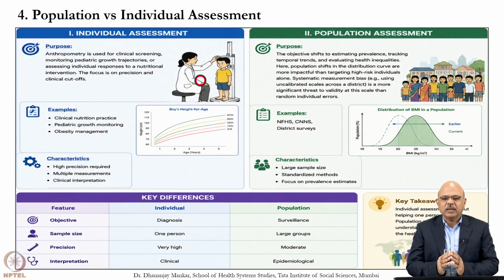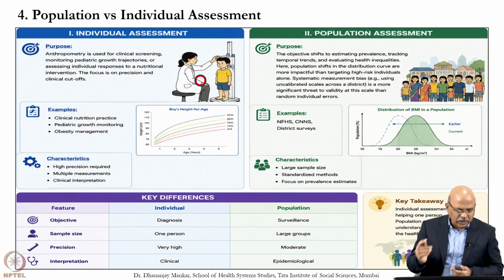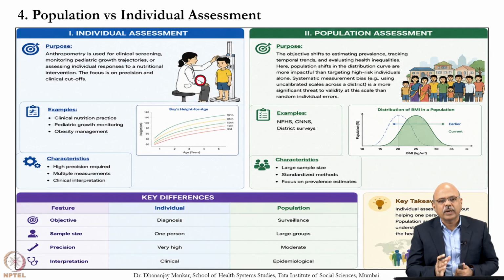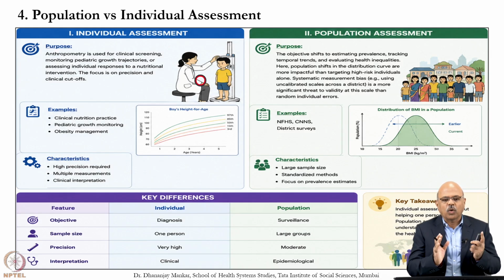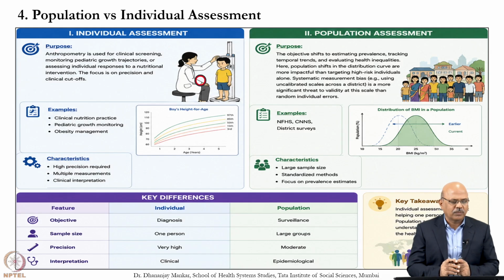They are very beneficial because they offer a large sample size, a standardized method, and a focus on prevalence estimation. Now we will understand the key differences between the two. For individual assessment the objective is diagnosis of the nutritional disorder, and the population assessment is more for surveillance rather than diagnosis.